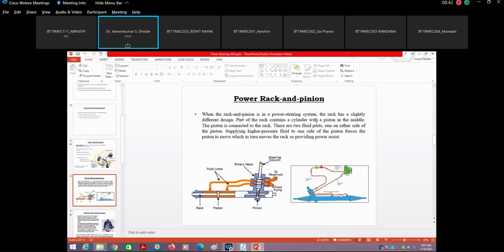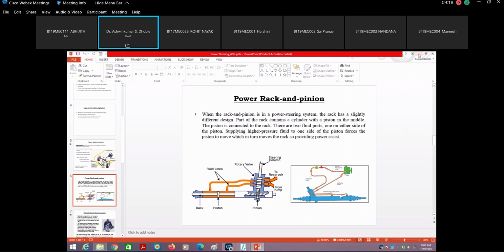There are two fluid ports, one on either side of the piston. Supplying higher pressure fluid to one side of the piston forces the piston to move, which in turn moves the rack to provide the power assistance. Basically, the rack provides the assistance for steering of the vehicle, and this is a totally synchronized system. That is how the power steering pump works. The pump will take the power from the engine.